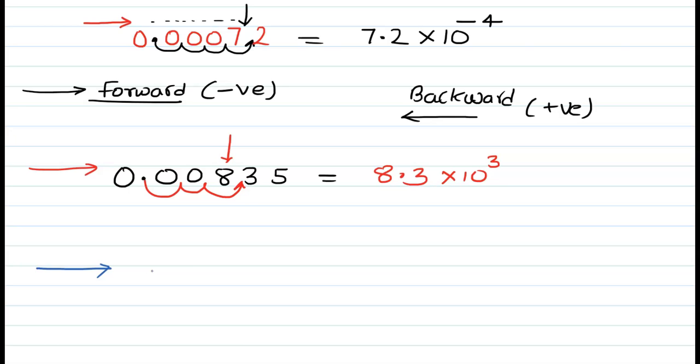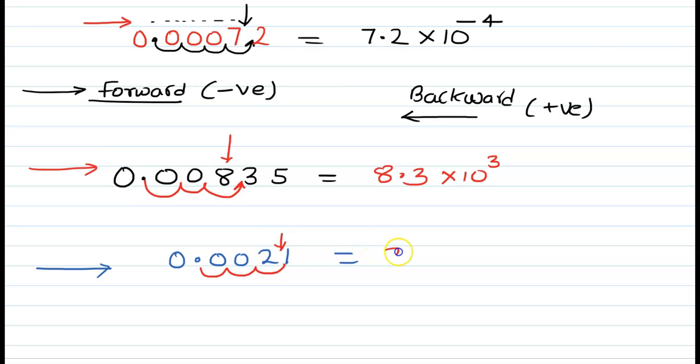Okay. Next question is 0.0021. If you count from your left, 1, 2 and 3, you need to put an arrow here. Then you can write down 2.1 into 10 to the power minus 3. Here I forgot to put the minus sign, so it is minus 3. Is that okay? So this is the way you do the sums. Guys, if you have any question, you can ask. Do you have any question?